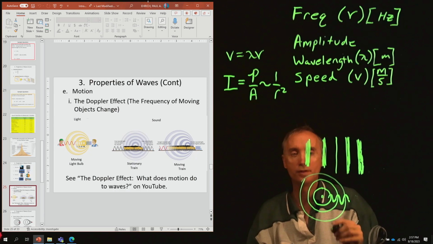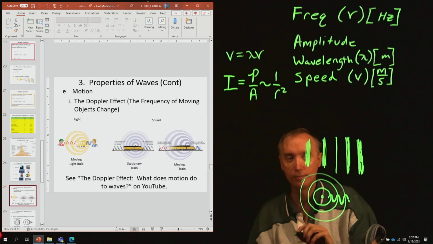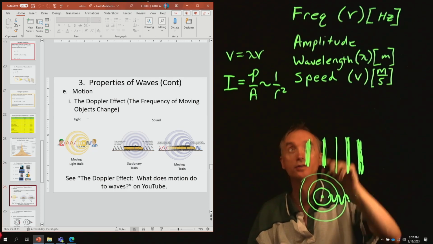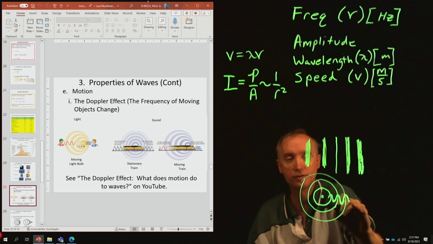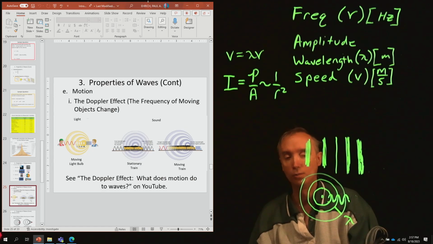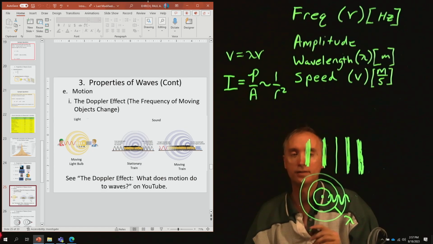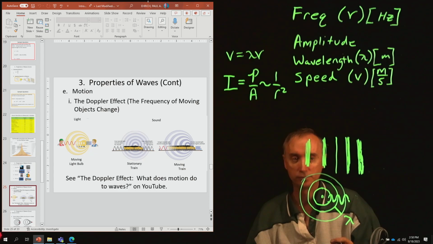So what would be the distance between one of these circles and the next circle? What would that be called? So that would be the wavelength. So for example, the distance from here to here would be one wavelength. The distance from here to here would be another wavelength. Okay, now this is important because he was talking about what it does to the frequency.